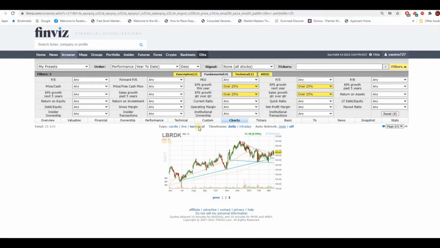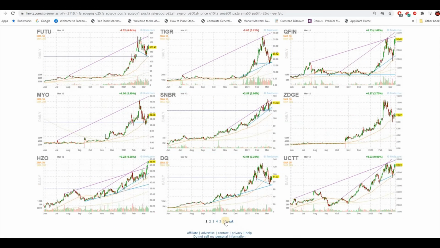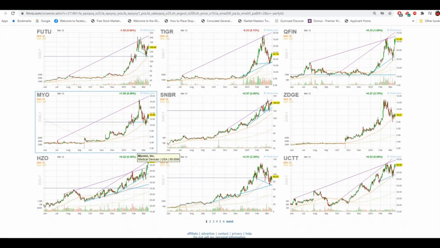But again, this is the screener that I would like you to use, so you can pinpoint the best stocks with good sales and good EPS. And like I said, you can play with them. You can do only positive on both of them, for example, and then you can do whatever you want. You're going to get a little more than that, and then you go from there. DQ, UCTT, these are good stocks. ZDGE, those are good ones. HZO just broke out recently.